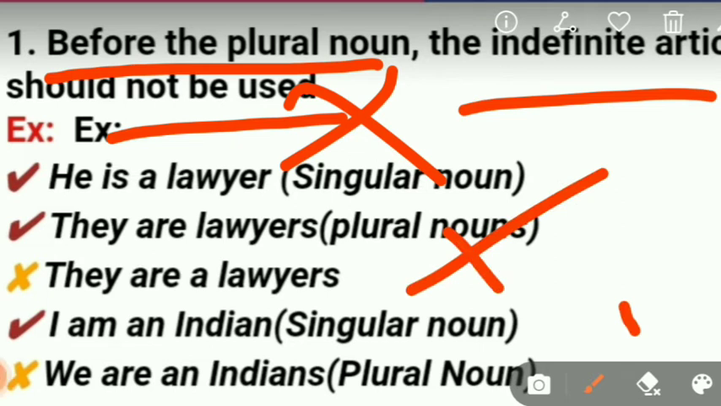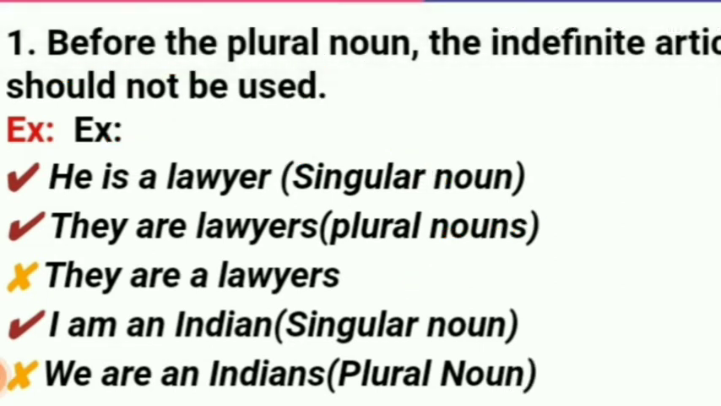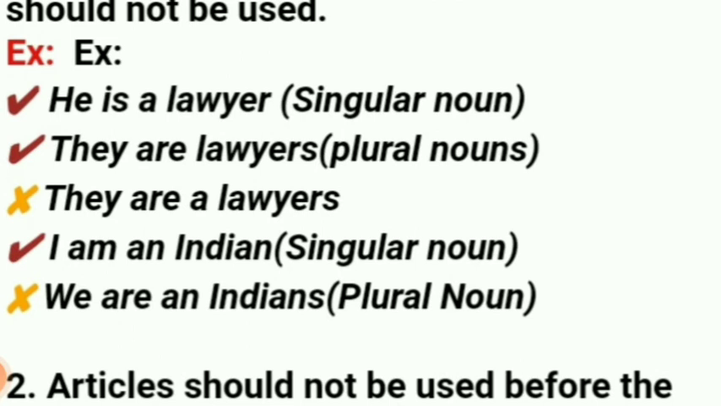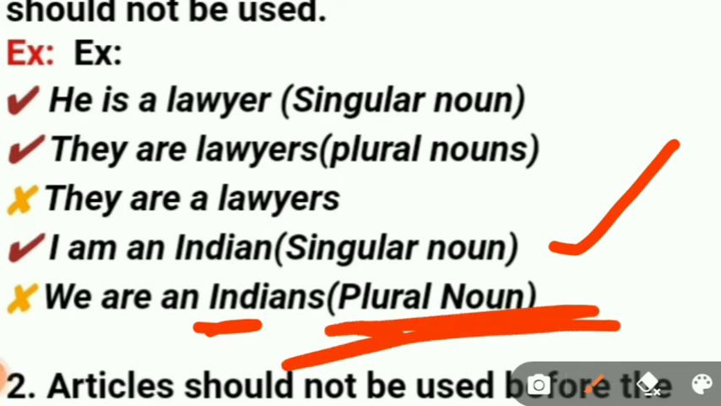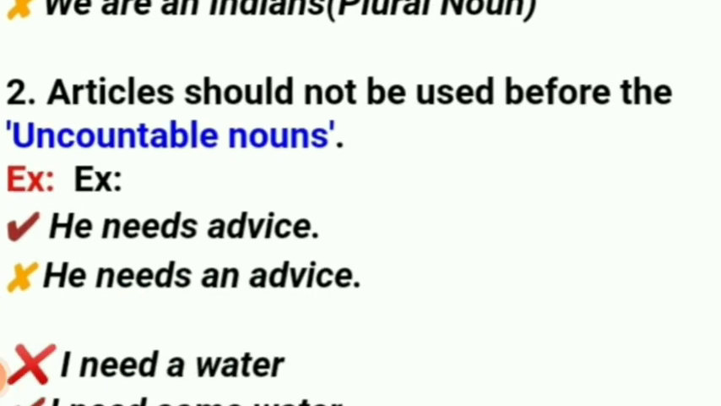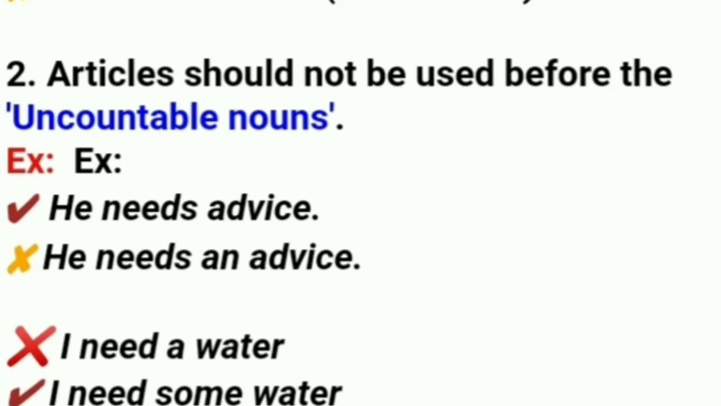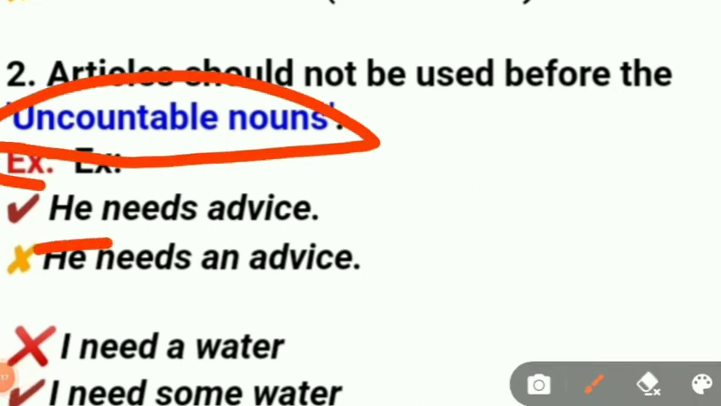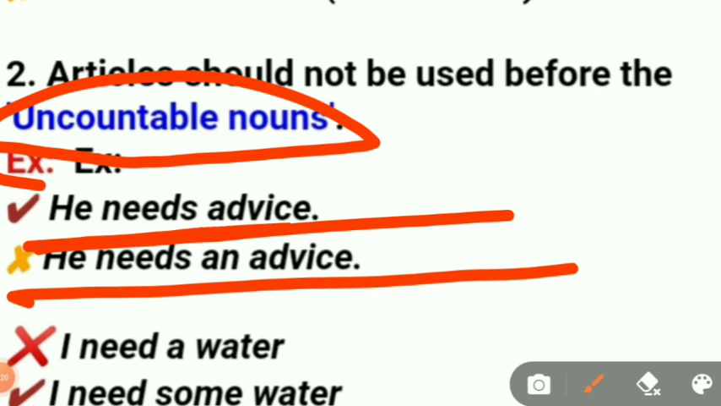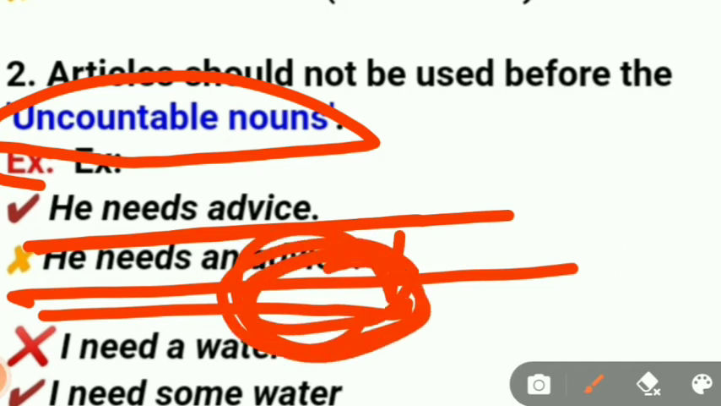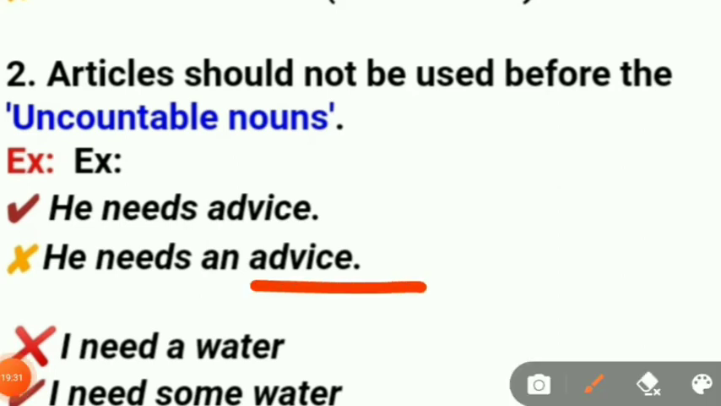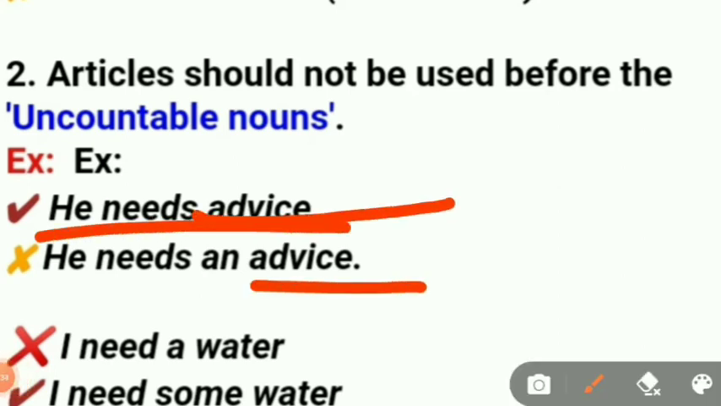Next, I am an Indian, singular noun. We are Indians, plural noun. I am an Indian is correct because of the vowel sound, but we are an Indians is wrong. Since it is a plural noun, don't use any article. Articles should also not be used before uncountable nouns. For example, he needs advice, not he needs an advice. Advice is an uncountable noun.